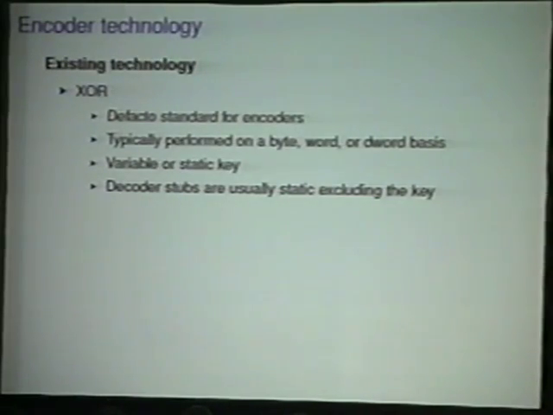Then on the flip side, when it's running on the target machine, you'll have the decoder stub that just does the exact same operation. XOR is its own inverse, so you'll get back the same result you had on the original side. That's one of the nice reasons that XOR is used.